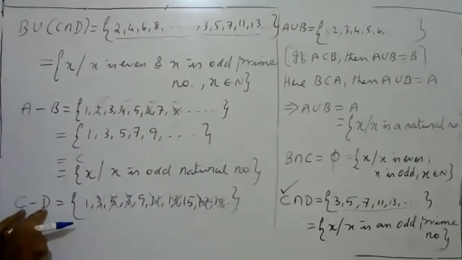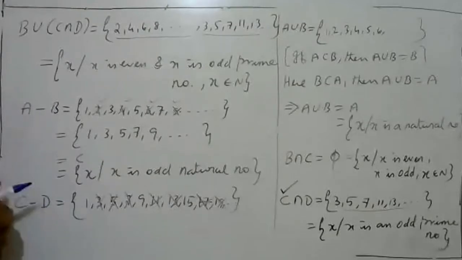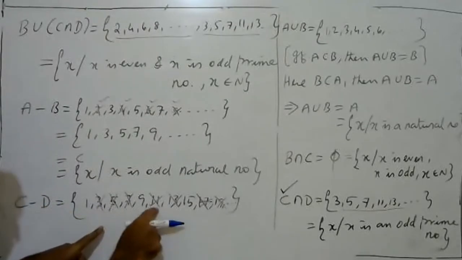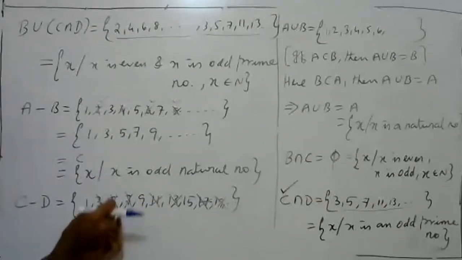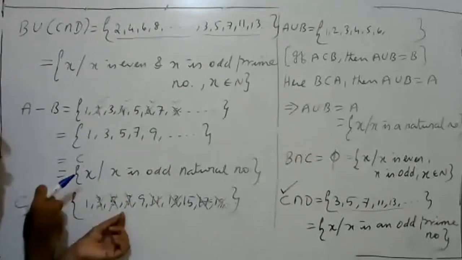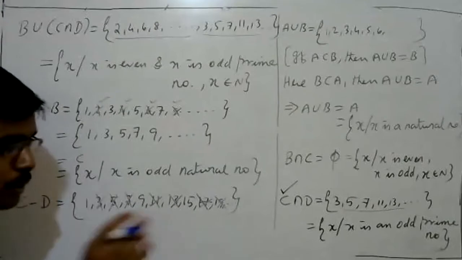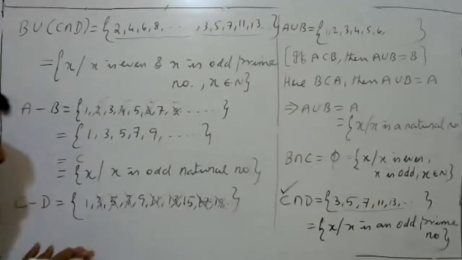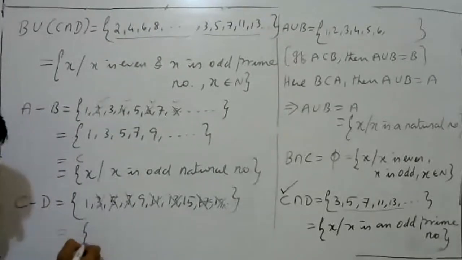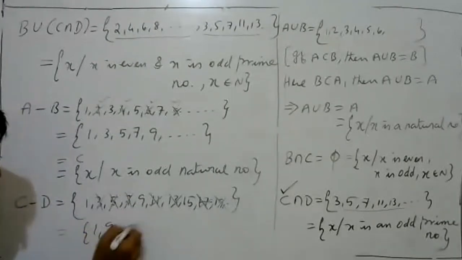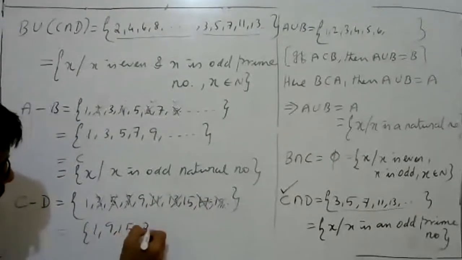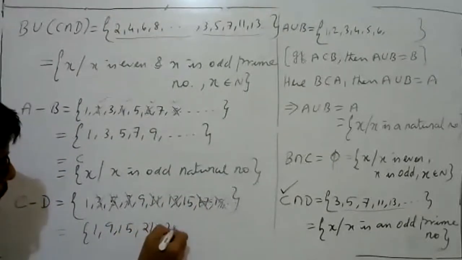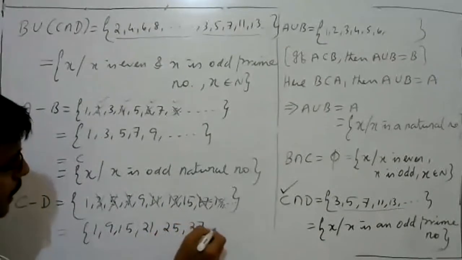What is the meaning of C minus D? The set of all elements that belong to C and do not belong to D. But these elements belong to D, so remove those elements present in both C and D. Therefore the remaining are 1 and 9, and 15. 19 also cancel. Again, you'll get 21, 25, 27, like that.